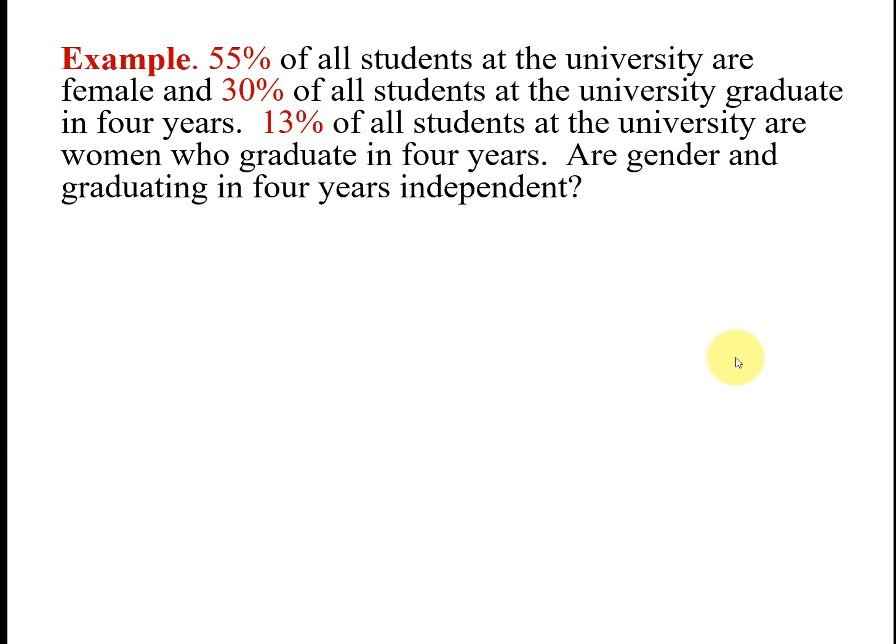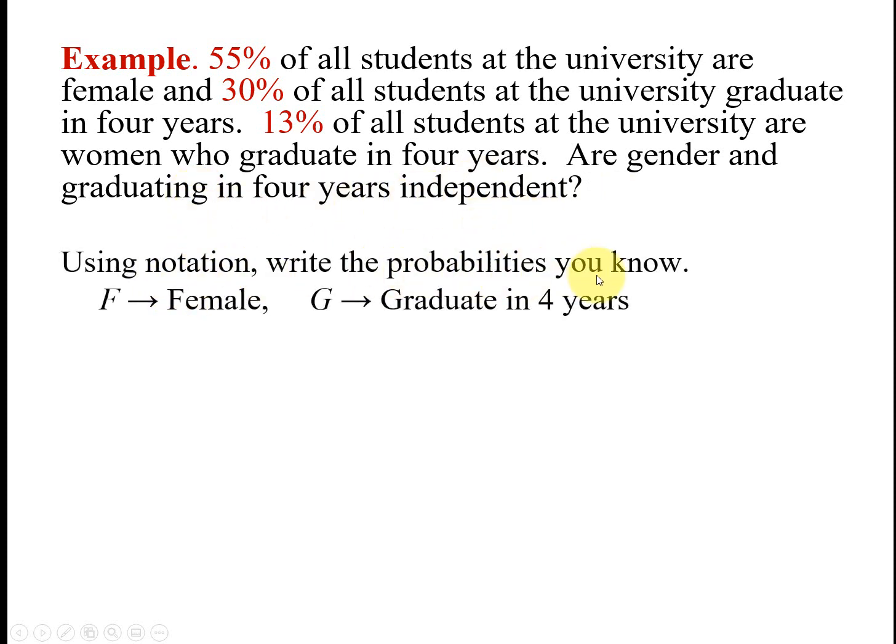So 55% of all students at the university are female, and 30% of all of the students at the university graduate in 4 years. 13% of all students at the university are women who graduate in 4 years. Are gender and graduating in 4 years independent? So using the notation, we write the probabilities that we know. F, female, G, graduate in 4 years.